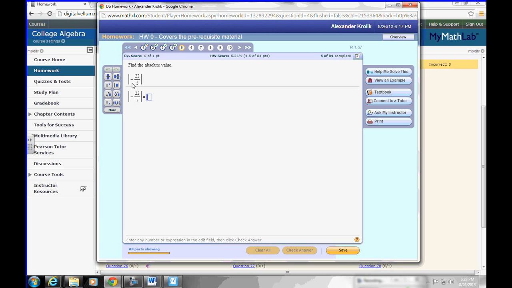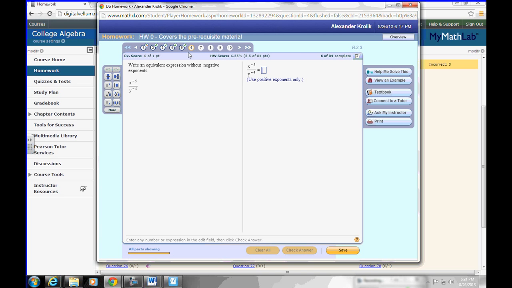For example, find the absolute value of negative 22 over 5. What is the absolute value of negative 22 over 5? 22 over 5. The way you're going to put in 22 over 5, you see on the left you have this little math symbol, so that looks like a fraction. I'm going to click on that, and type in 22, and move over to 5. And check my answer, fantastic. And you see, you get a little green mark, and you just go on.